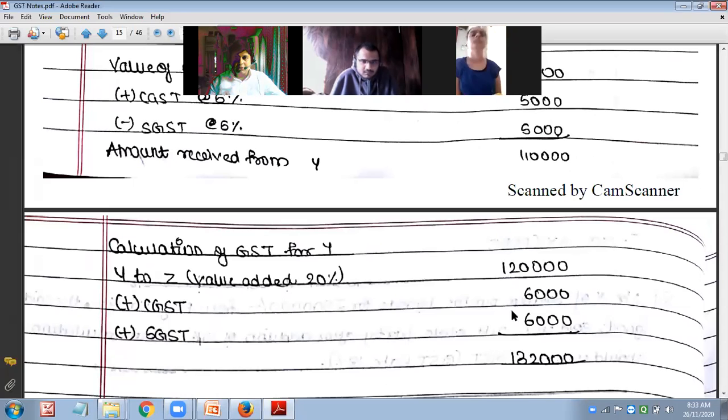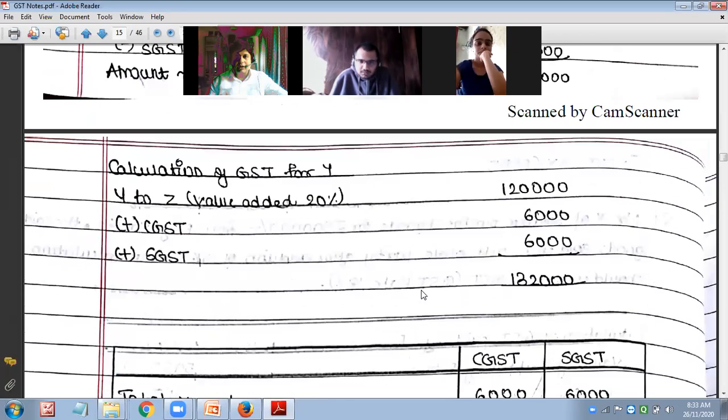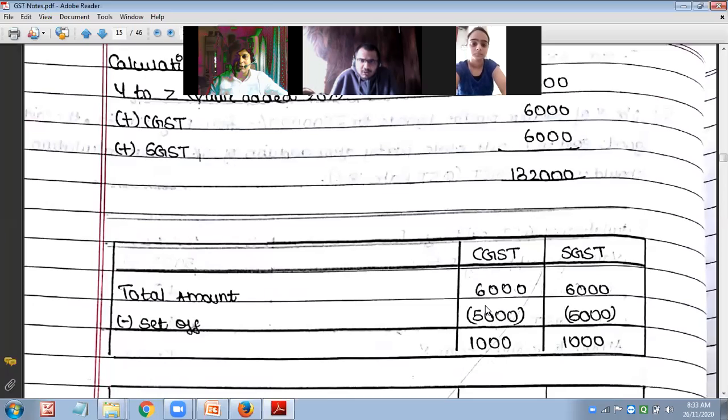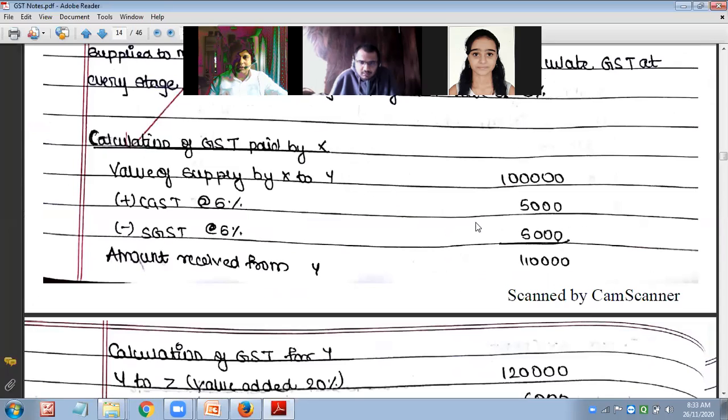Now Y will be liable to pay the tax. This is the output tax liability for Y. How much? 6,000 rupees, because 5% of 1,20,000 comes to 6,000. Once it comes to Y's liability, he won't pay 6,000 rupees. He is going to take the set off or ITC of 5,000 rupees, which was paid by X to the government and collected from Y. Understood?